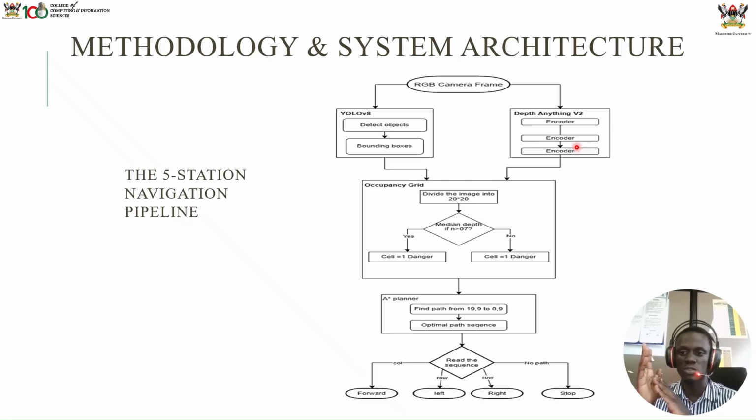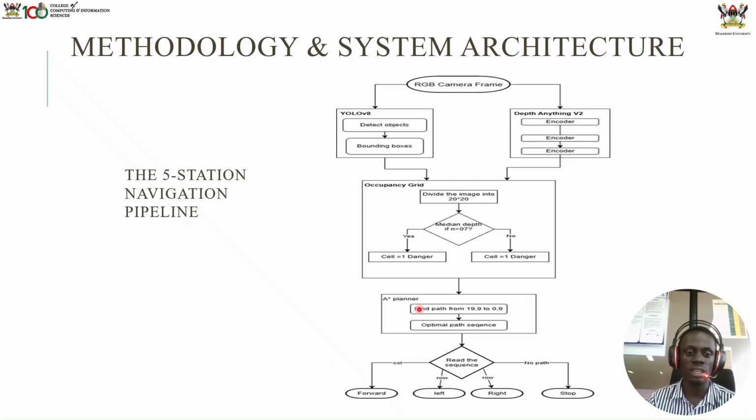The second stage is the Depth Anything version, which gets the depth per pixel and draws a map, a heat map. You're going to see it in the later slides. That heat map estimates the distance between the webcam and the person, or the wheelchair and the object. Stage 3 is the occupancy grid. This occupancy grid is going to take the YOLOv8 and the depth heat map outputs, and then convert them so that it can draw a 20 by 20 grid, which shows the start position and the end goal where the planning is going to happen.